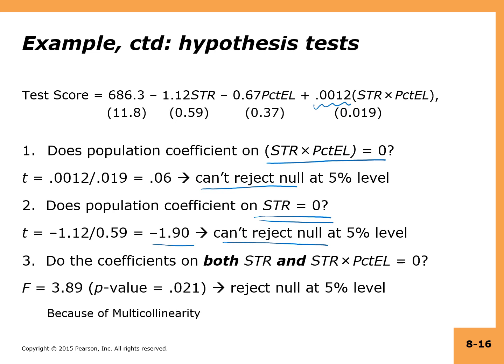The third hypothesis that we want to test is that both the STR and the interaction term are equal to 0. With the F-test, we actually get the result that we can reject the null at 5%, meaning that at least one of these coefficients is not equal to 0. So again, we get a contradictory result when we do joint hypothesis testing versus when we test the coefficients individually. And same as before, this is because of high multicollinearity between the STR and the interaction term.